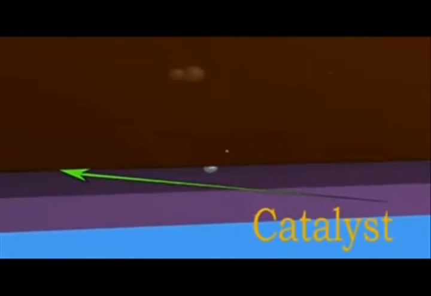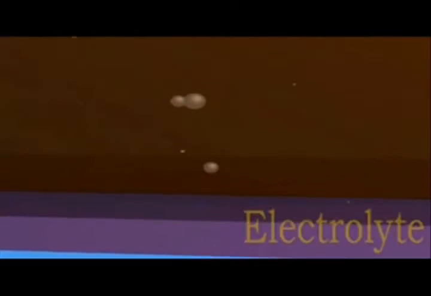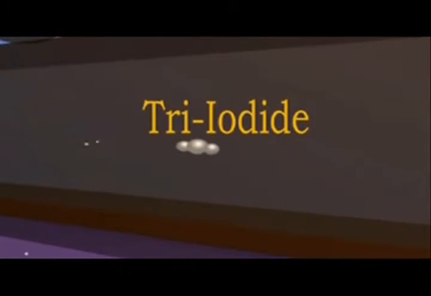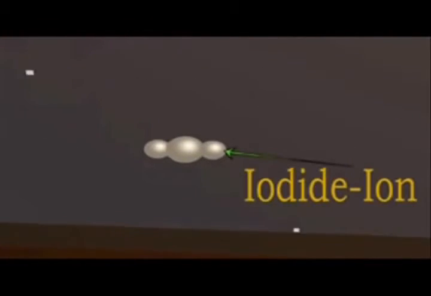With the help of a catalyst layer, the electron enters the electrolyte and interacts with a triiodide molecule. Along with another electron, this reduces it to an iodide ion.